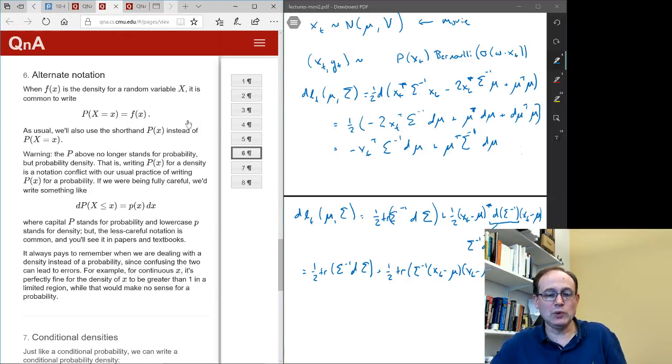If we were being careful, we would write something more like this line here. We would have capital P for probability, and the probability would be of an event like capital X less than some cutoff little x, and then we would define little p to be the density and distinguish the density from the probability by using capital versus lowercase letters or some other convention. But again, people will often conflate the two and use the same notation to mean probability or density, depending on whether the variable is discrete or continuous.